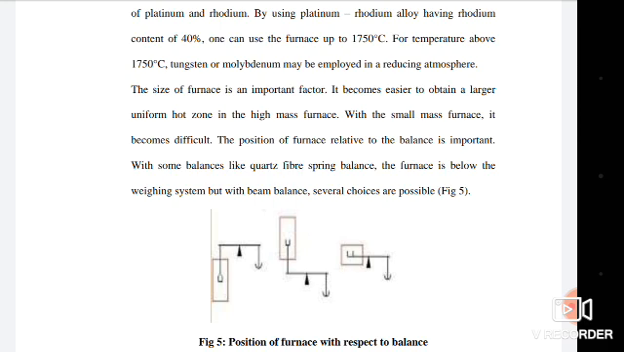So with the small mass furnace, it becomes difficult. The position of furnace relative to the balance is important. If we want a uniform heat zone, then use the high mass furnace, and the small mass furnace is not suitable for creating a uniform hot zone.